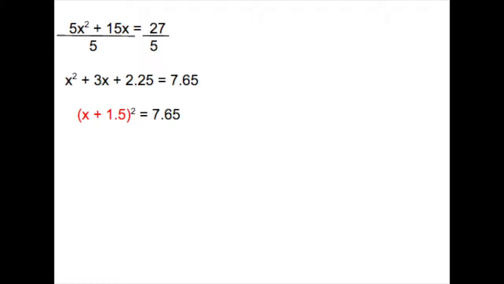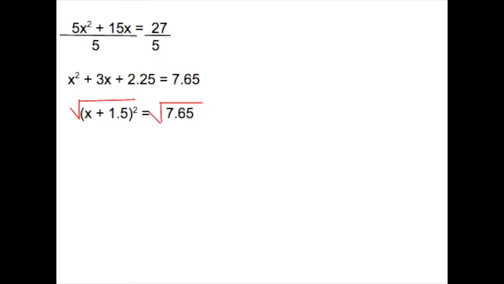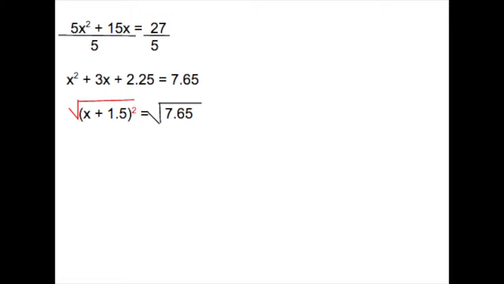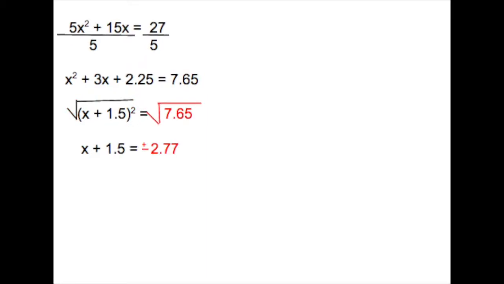We now have to take care of the square on the left side of the equation. To do this, we will square root. What we do to one side of an equation, we must also do to the other side. On the left side, the square and the square root will cancel one another out, leaving just x plus 1.5. On the right side of the equation, the square root of 7.65 is approximately positive and negative 2.77.